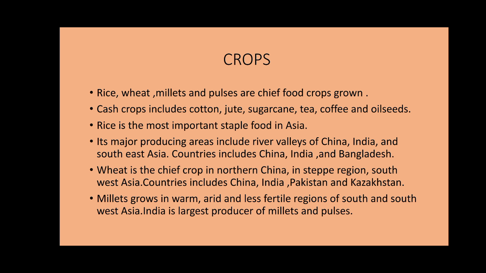The various crops grown in these areas are rice, wheat, millets, and pulses. These are the major food crops grown. Cash crops include cotton, jute, sugarcane, tea, coffee, and oilseeds.